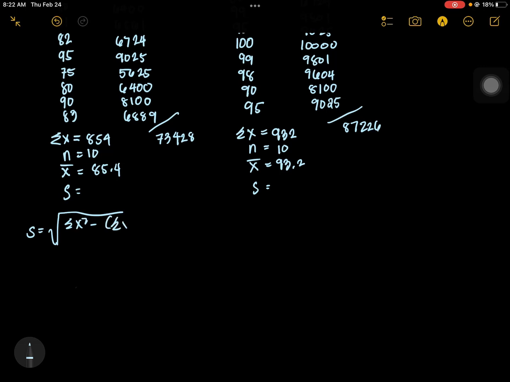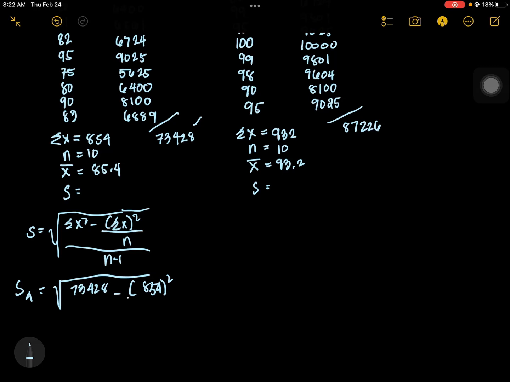Minus summation all over n minus 1. So this is another way or other formula. So let's plug in. This is for section A. Summation of x squared, so this is 73428 minus summation of x, which is 854 squared all over n, 10, and you have 10 minus 1.